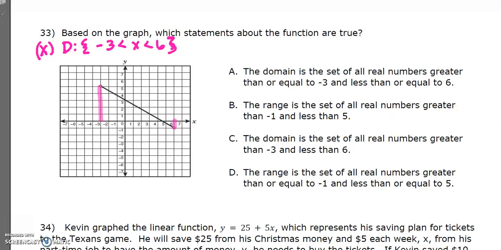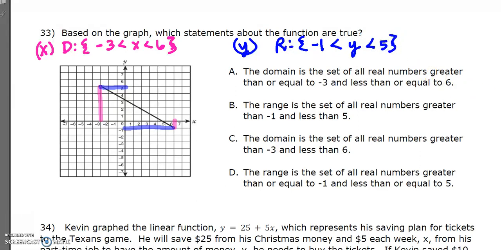Okay, and then if I do my range, which would be the Y values, again, let me check this out. Hang on. Let me go this way. My lowest range value would be right here at -1. My highest is going to be at a +5. Again, empty circles, right? So I've got -1 is less than my Y, which is less than +5.